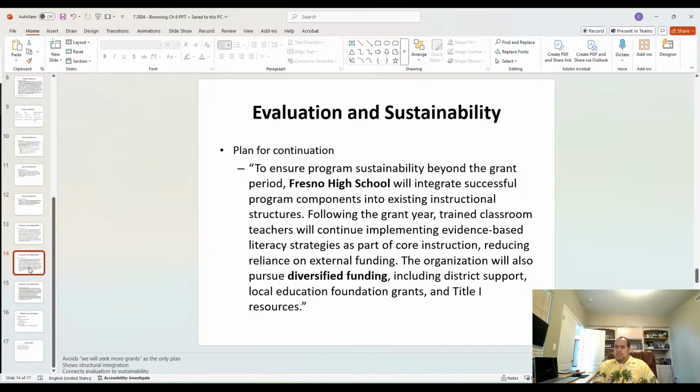resources. The thing that you want to avoid here for continuation is don't only say, we're going to seek more grant funding to be able to keep this going, right? That should be part of your strategy. That should not be your only strategy. Reviewers don't really like reading things like that, okay?